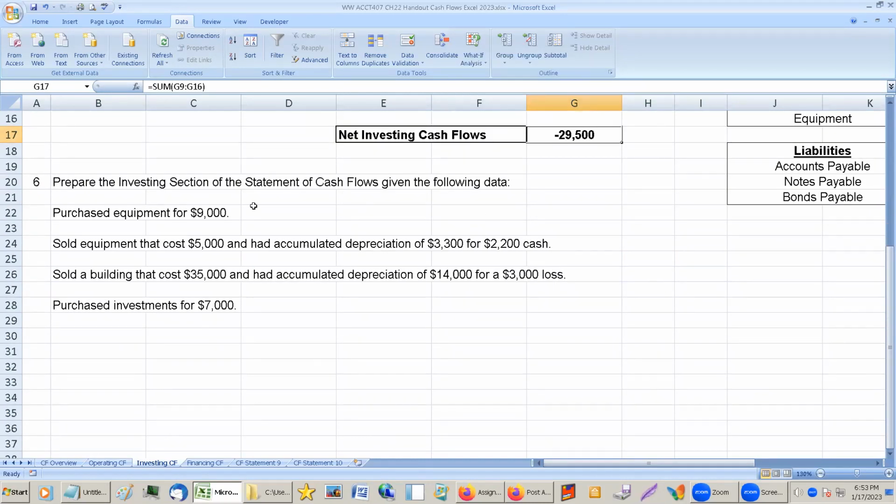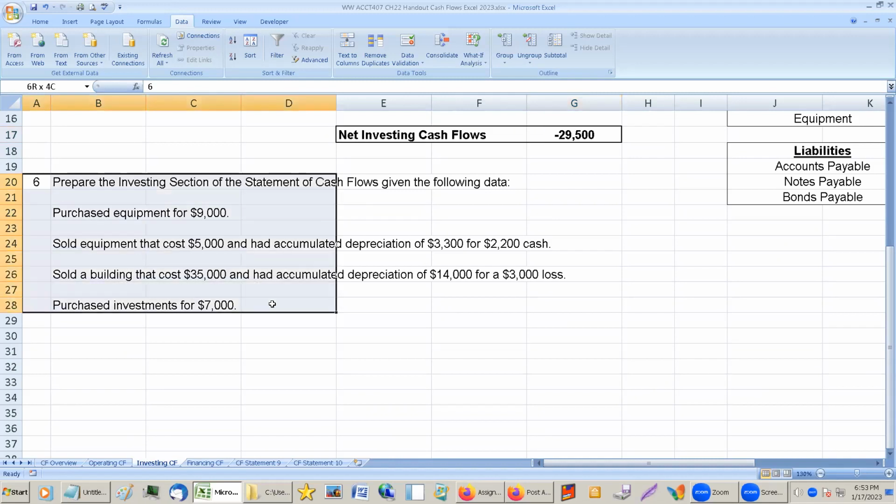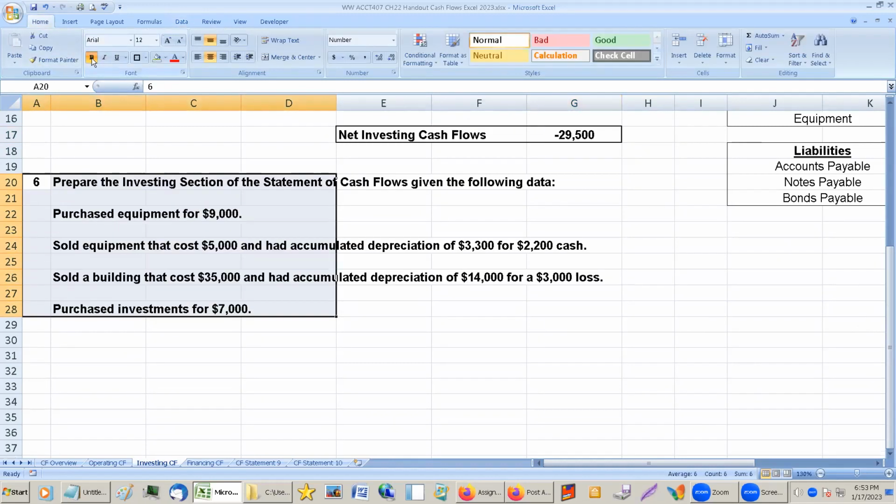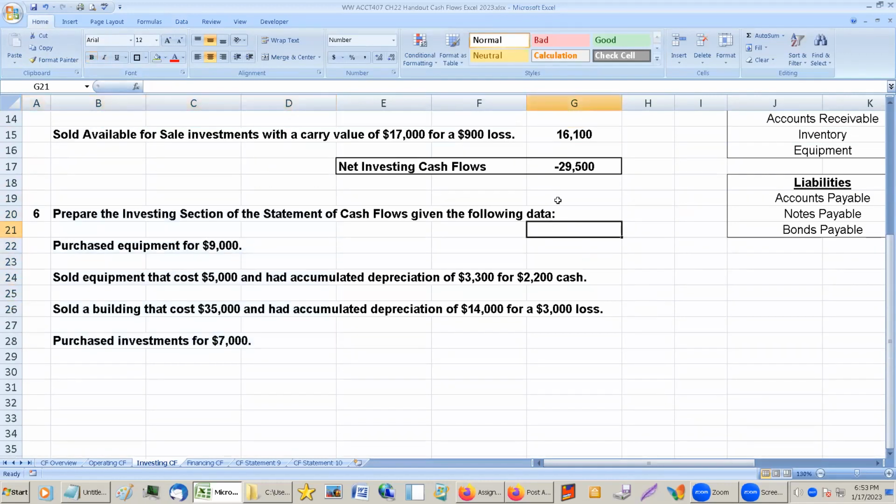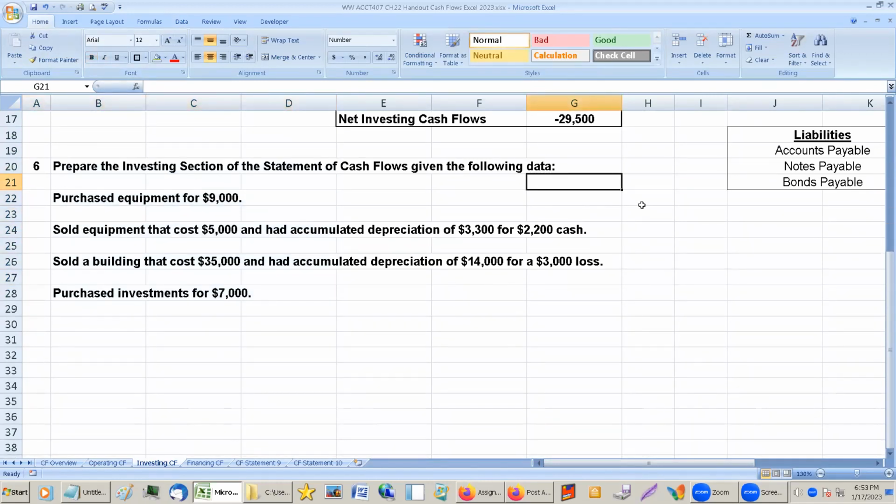Okay. Down here, number 6. Purchased equipment for 9,000. So what happened to our cash? Go up or down? Went down.